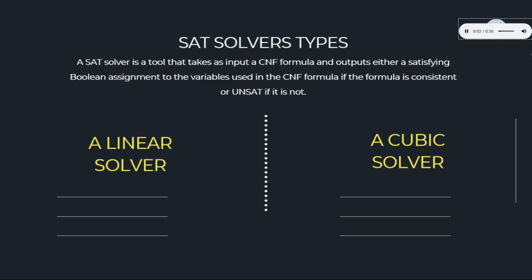A SAT solver is a tool that takes as input a CNF formula and outputs either a satisfying Boolean assignment to the variables used in the CNF formula if the formula is consistent, or unsat if it is not. There are two types of SAT solvers that will be discussed here. The first one will be the linear SAT solver and the other one will be the cubic SAT solver.